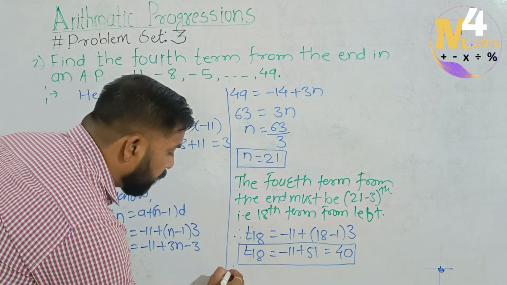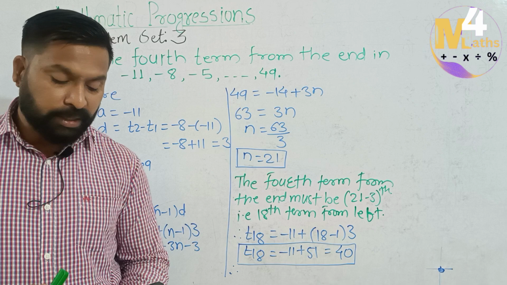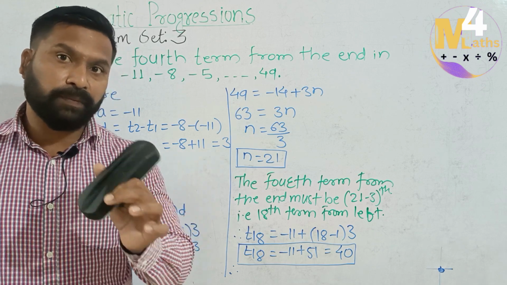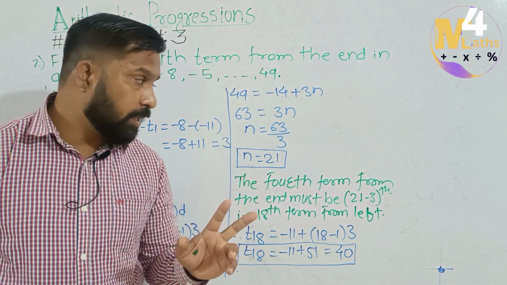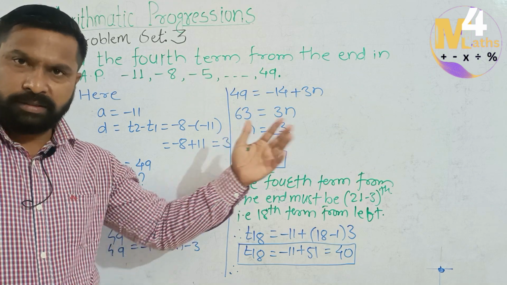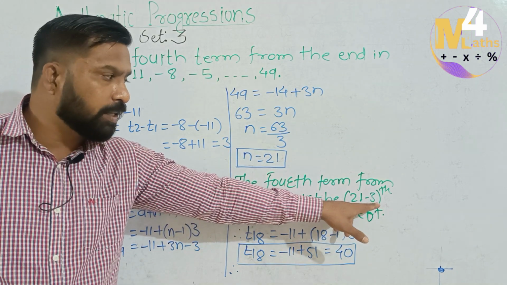Therefore, you have to write in your answer statement: therefore, the fourth term from the right end is 40, or 40 is the fourth term from the right end. That concept you have to understand. Fourth from the right is going to be the 18th, 21 total terms minus 3.